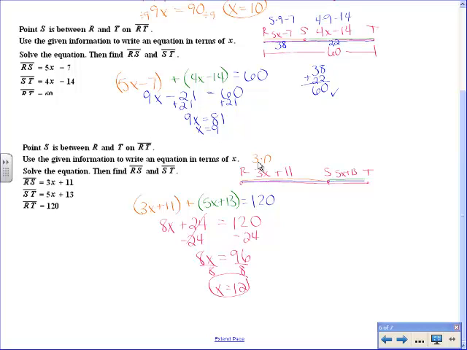Then using substitution, I can get those actual lengths. 3 times 12 is 36, and when I add 11, I get 47. For segment ST, 5 times 12 is 60. When I add 13, I get 73. And adding 47 and 73 together gives me 120.